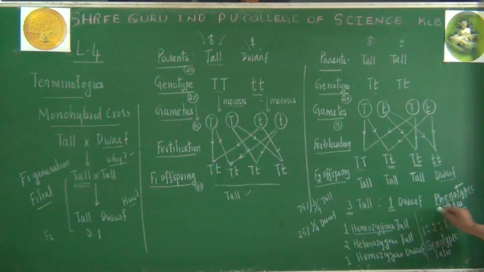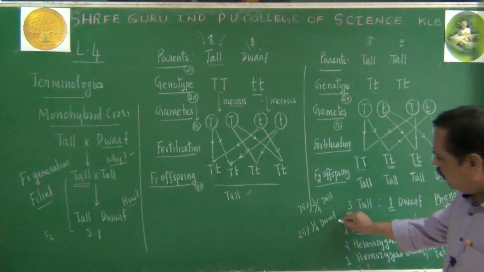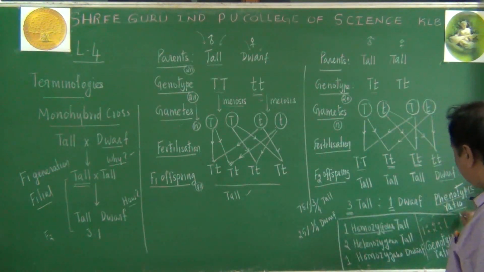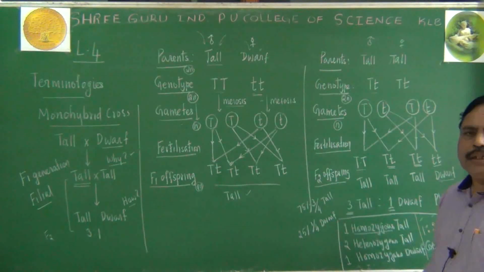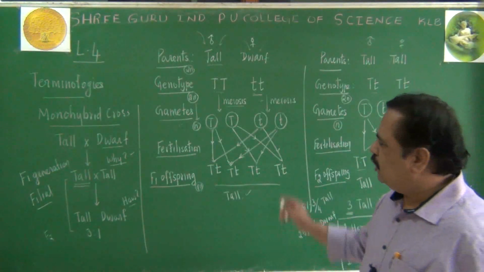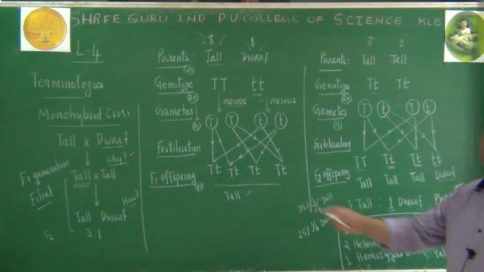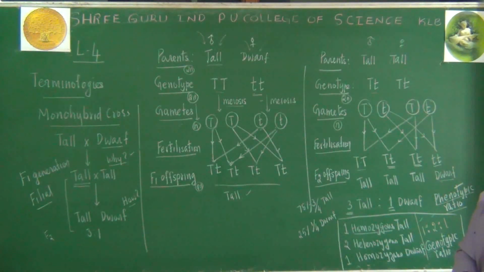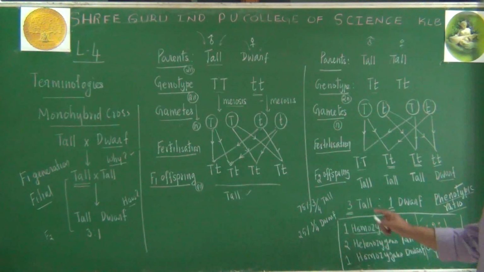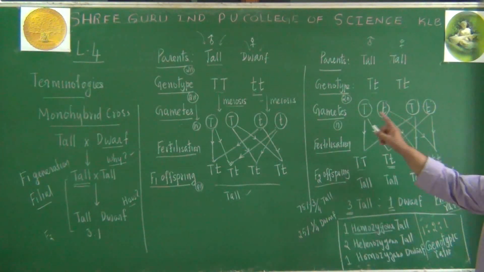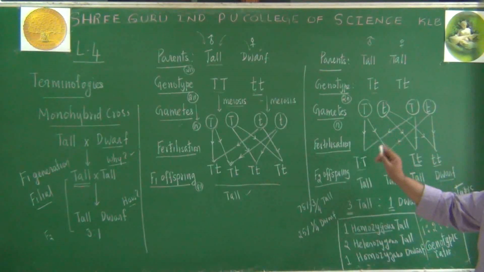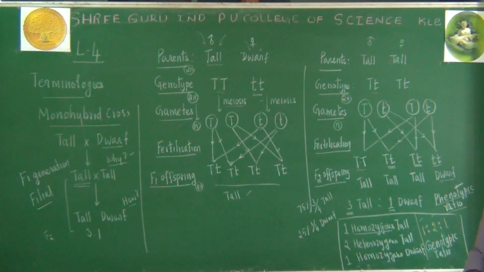So 1 is to 2, that will be nothing but a 3. And the last one, this one is a homozygous dwarf, we can say. So phenotypic ratio of a monohybrid cross is 3 is to 1. Genotypic ratio of a monohybrid cross is 1 is to 2 is to 1. What is genotype? Genetic makeup. What is genetic makeup? Whether they are homozygous or heterozygous, we can identify here.